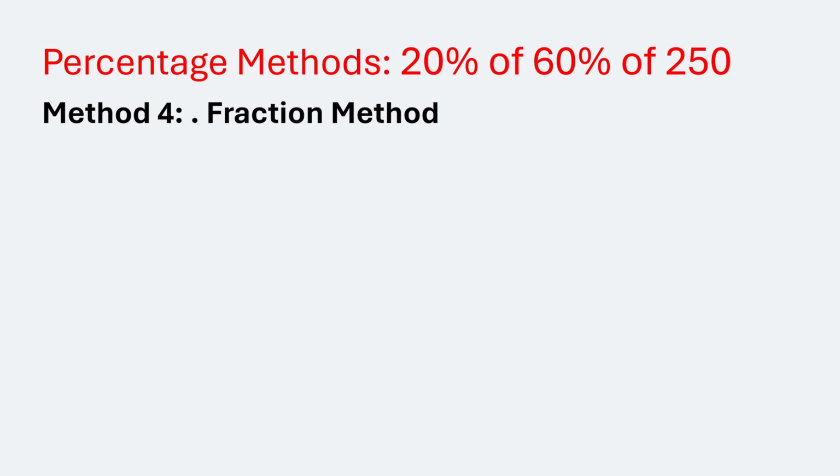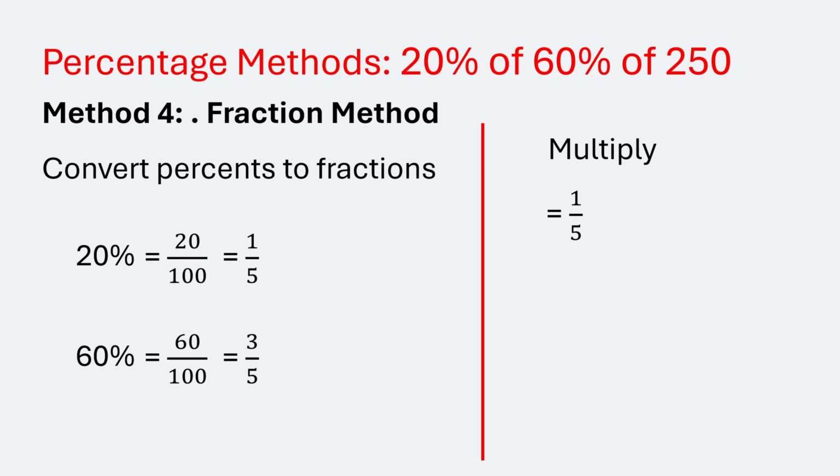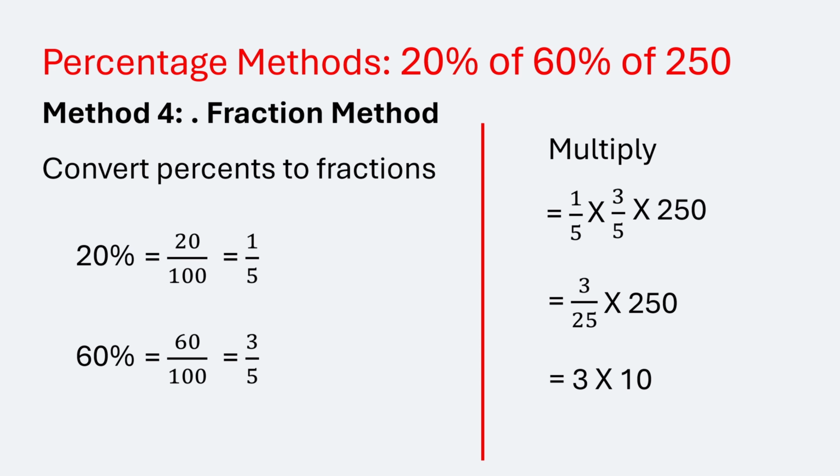Method 4. Fraction method. Convert percents to fractions. 20% is 20 divided by 100, which becomes 1/5. 60% is 60 divided by 100, which becomes 3/5. Now multiply 1/5 times 3/5 times 250. This becomes 3/25 multiplied by 250, which simplifies to 3 times 10, and that equals 30. So our answer is 30.